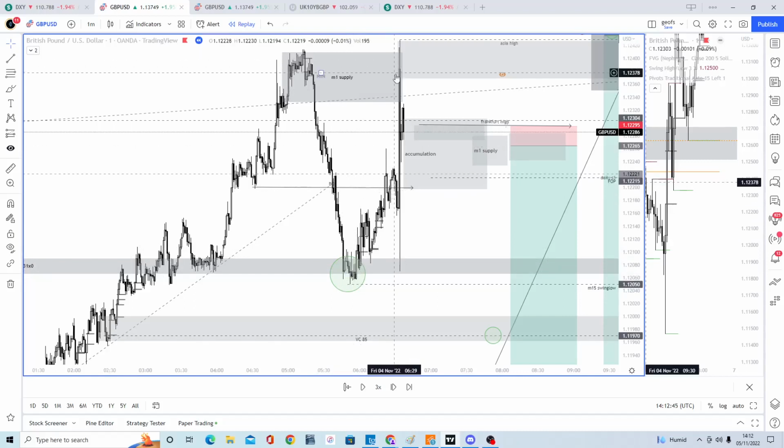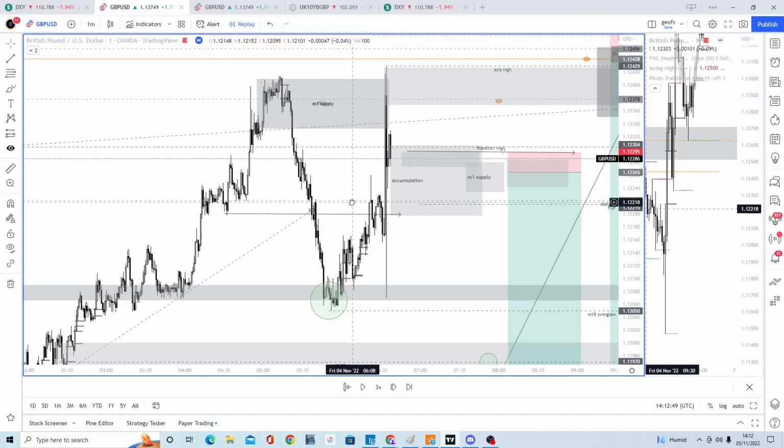What I was waiting for though was a retest of this M1 supply, and what actually happened was this major spike up with thousands of contracts. So I don't know what was going on there. Probably some high frequency traders messing up the market. I don't know, but we noticed the huge spike that you get in forex. Sometimes you have to be very careful.